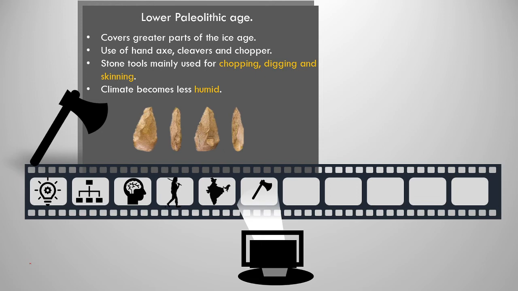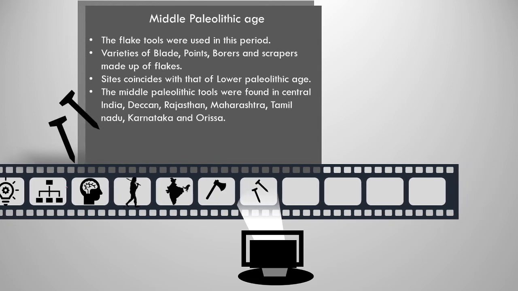Now let's see middle Paleolithic age. Middle Paleolithic age consists of flake tools. So flake tools were used in this period. What is the meaning of flake tools? Flake tool means it's a particular kind of stone. It's known as flake, and that was used during this period. Now a variety of blades, points, borers and scrapers were made from flakes. So flake, I told you, is a particular stone, and we can make different varieties of blades, points, borers, scrapers.